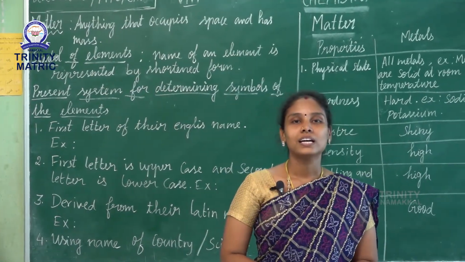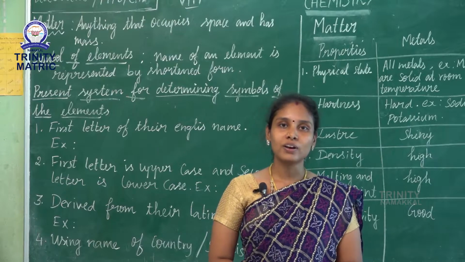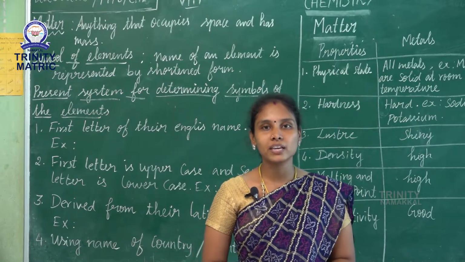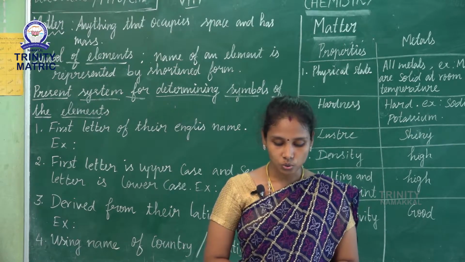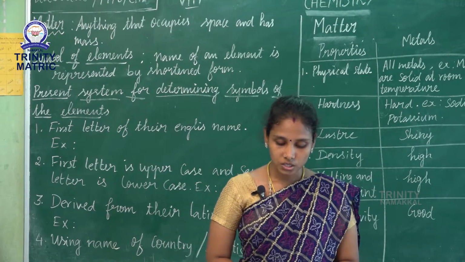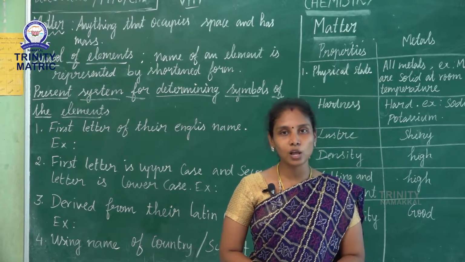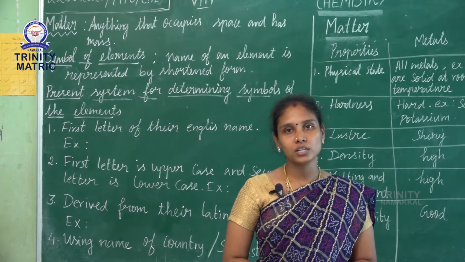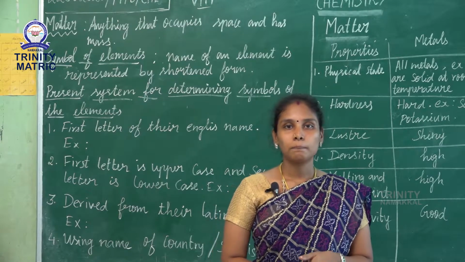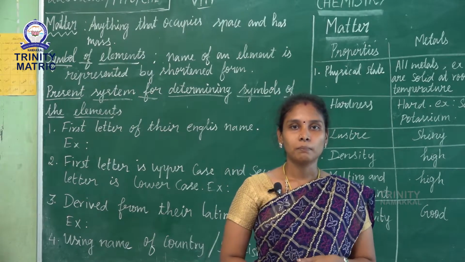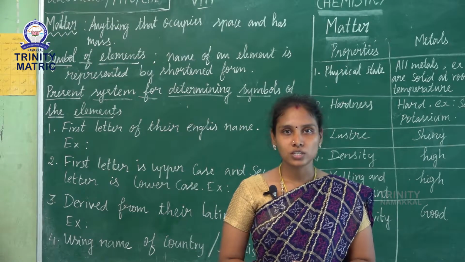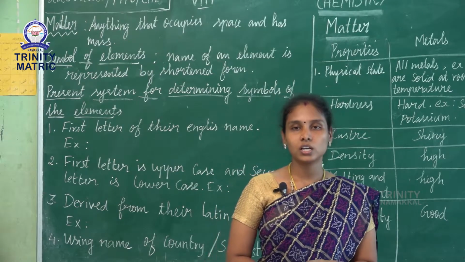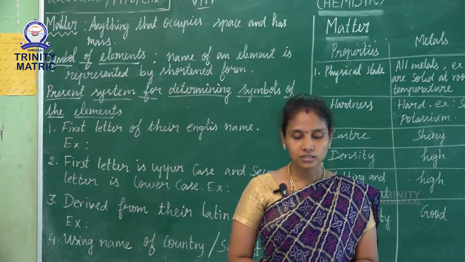Okay, the next topic is symbol of elements. Why do we write symbols? A symbol is an image, an object, etc. that stands for some meaning. For instance, a dove is a symbol of peace. Similarly, we denote mathematical operations by symbols. For example, the plus symbol denotes addition, the minus symbol denotes subtraction. In the same way, in chemistry, each element is denoted by a symbol.